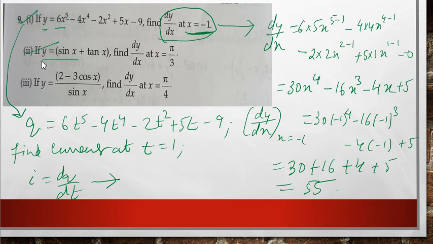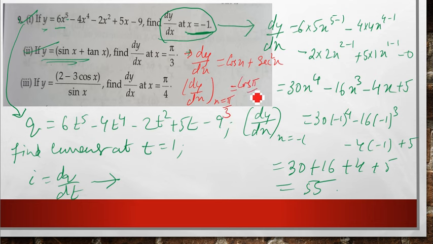See this one, how will we do it, what will be the approach, what will be dy by dx? Let me change the ink color. So dy by dx will be how much? What is the derivative of sin x? cos x. What is the derivative of tan x? sec square x. So dy by dx at x equal to pi by 3 will be what? Pi by 3 means 60, so cos pi by 3 plus sec square pi by 3.